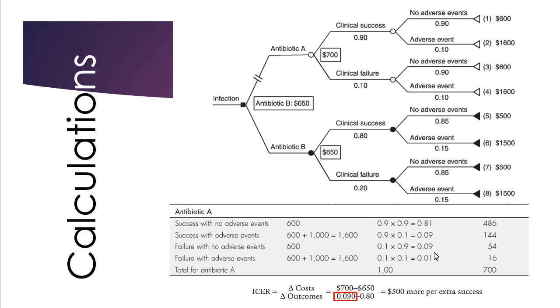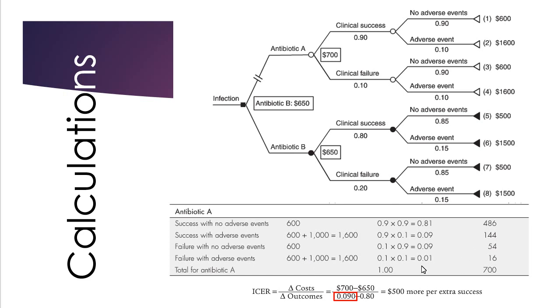To calculate the expected value associated with that pathway, which then becomes an average cost, is the 600 associated with this pathway, that cost, multiplied by the pathway probability, which is in this instance 0.81, this figure over there. So 600 multiplied by 0.81 is 486. 1,600 multiplied by that figure is 144. 600 by that one, etc., etc.